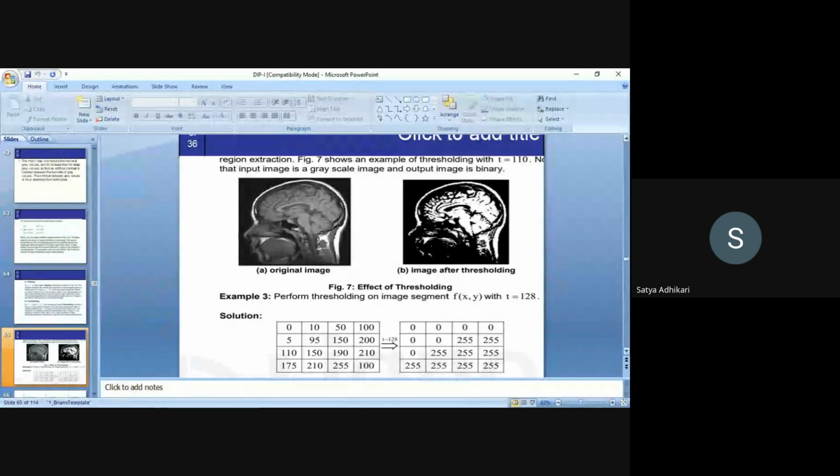Are you getting? Yes, sir. So it can be easily understood. The zero value, any value less than 128, is mapped to zero, black color, and any other value which is greater than 128 is thresholded and converted to 255, white color. So this is the effect of thresholding. You have to take a threshold value. Here I have taken T equal to 128.